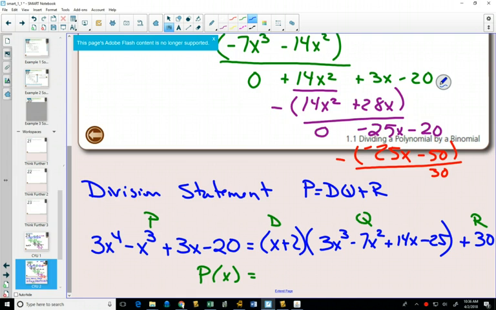So practice writing some of your division statements. Now you can do 3b and 7.